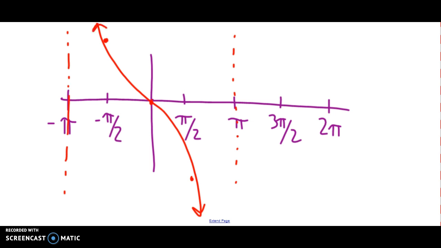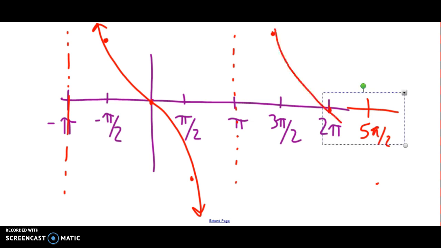And then if I repeated, again, it would start at positive 1, 0, and then over here, this would be 5 pi over 2, that would be at negative 1. So it would continue on down here as well. All right.